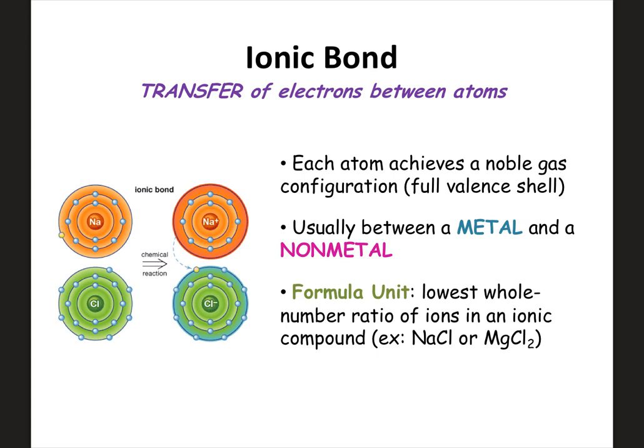An ionic bond is the strongest of the bonds we're going to look at. So remember, ionic bonds are a transfer of electrons between a metal and a nonmetal. And a formula unit is just when you write the overall formula for an ionic compound. It's basically the lowest whole number ratio for the metal and the nonmetal that make each of them happy.